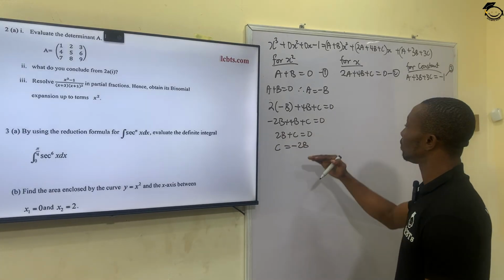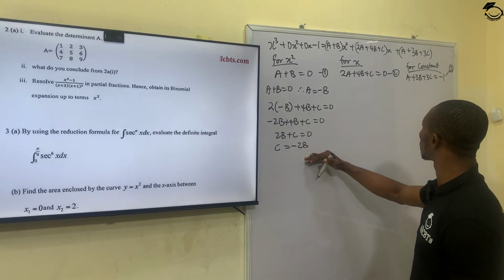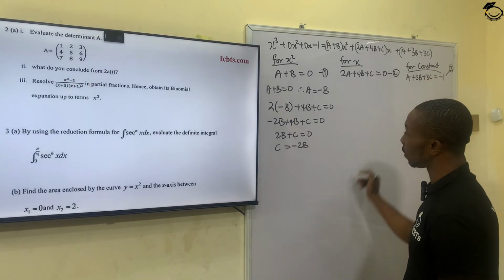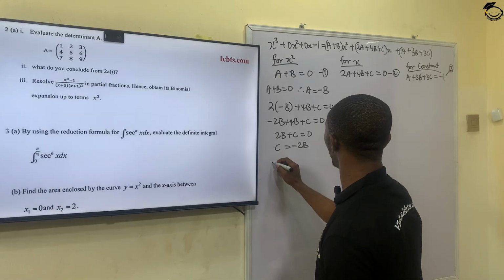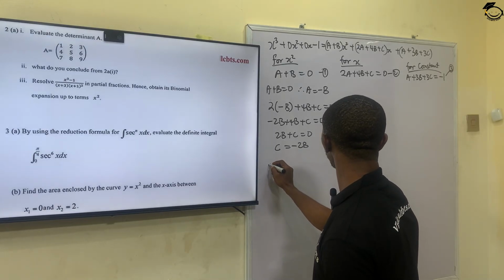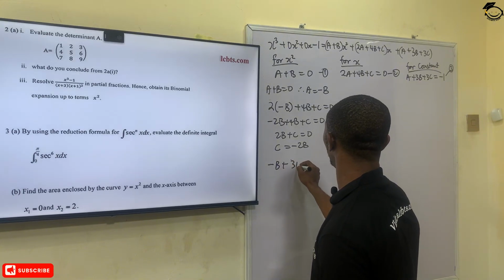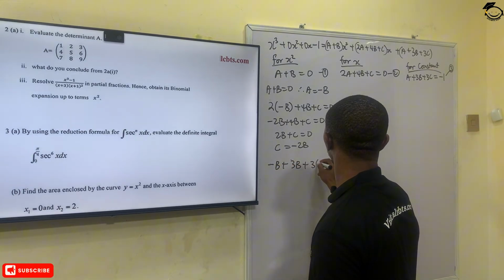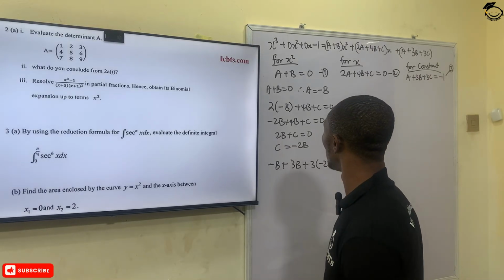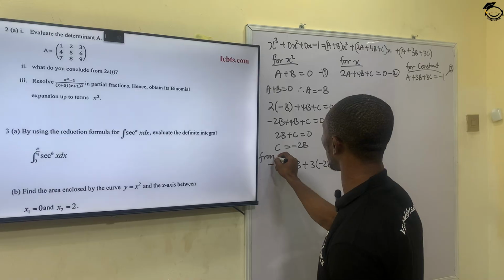Now substituting C equals minus 2B into equation 3, we have A as minus B, minus B plus 3B plus 3 bracket minus 2B equals minus 1. Okay, this from equation 3.